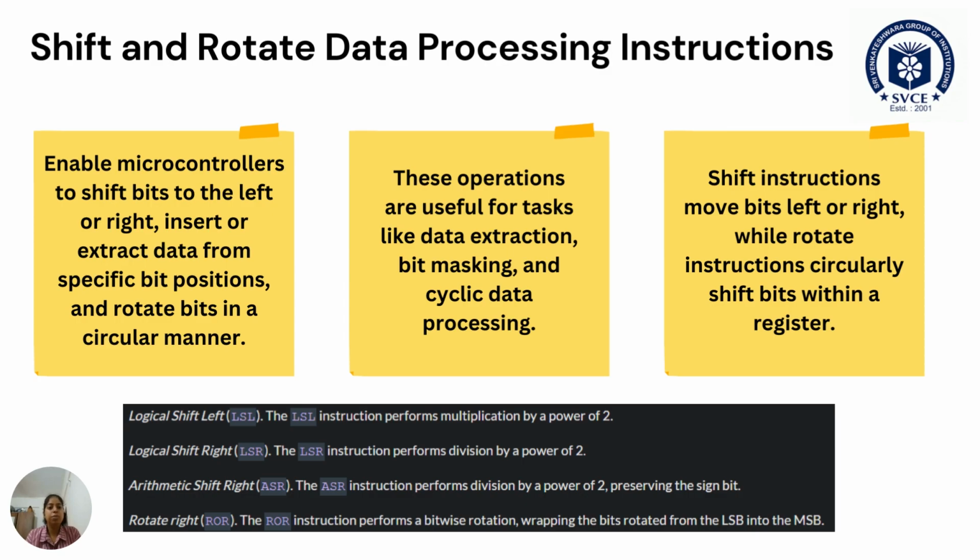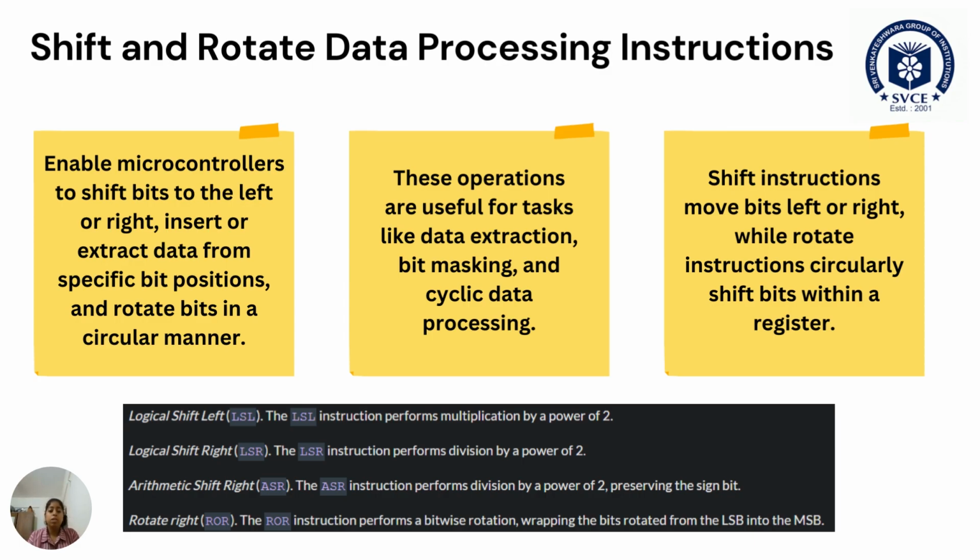Now let's look at shift and rotate data processing instructions. Shift and rotate instructions are essential for bit manipulation and data alignment in microcontrollers. They enable microcontrollers to shift bits to the left or right, insert or extract data from specific bit positions, and rotate bits in a circular manner. These operations are useful for tasks like data extraction, bit masking, and cyclic data processing. Shift instructions move bits left or right, while rotate instructions circulate the bits within a register.